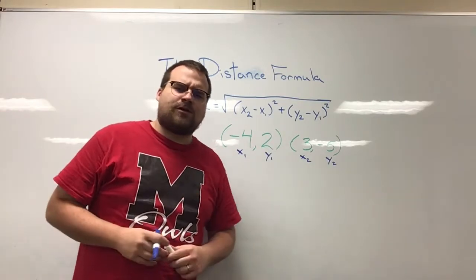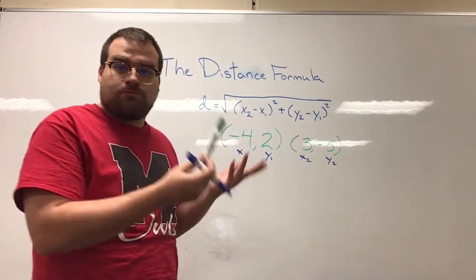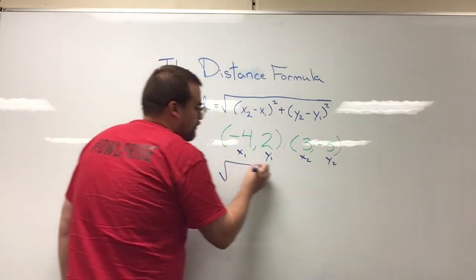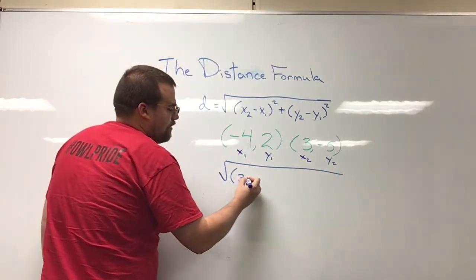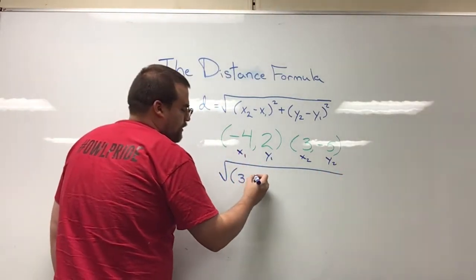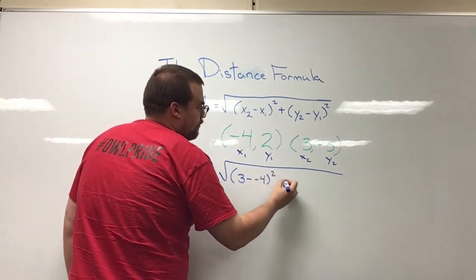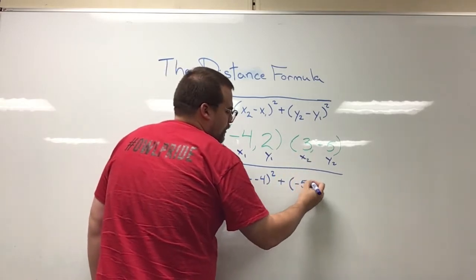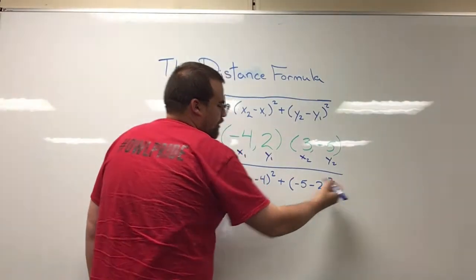So let's go ahead and fill in this distance formula with the values that I know my variables are. So I would say the square root of x2, or 3, minus x1, -4, squared, plus y2, -5, minus y1, 2, squared.